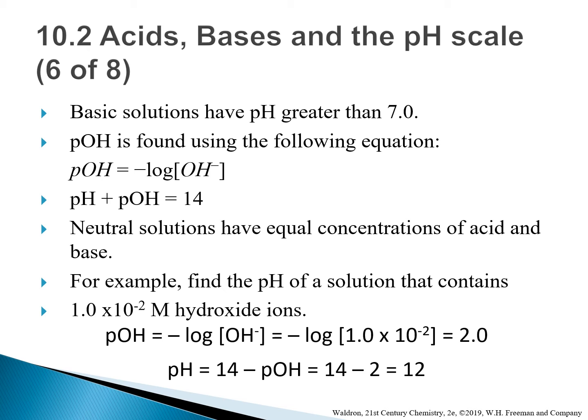Because chemists are used to thinking about pH rather than pOH, they use the following relationship to convert back and forth between pH and pOH. That is, pH plus pOH equals 14. Knowing this relationship, we can quickly determine the pH of our solution. pH is equal to 14 minus the pOH, which is 14 minus 2, equal to 12.